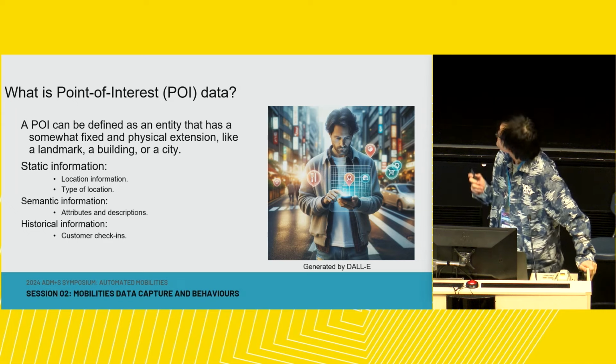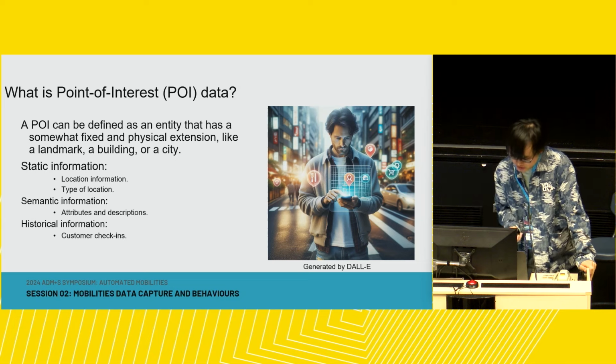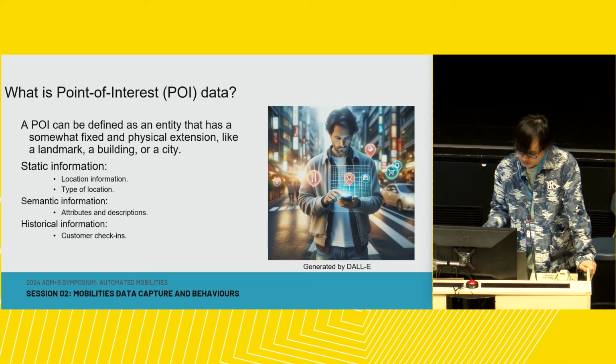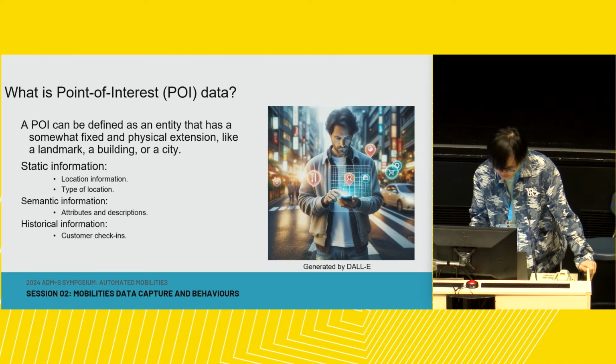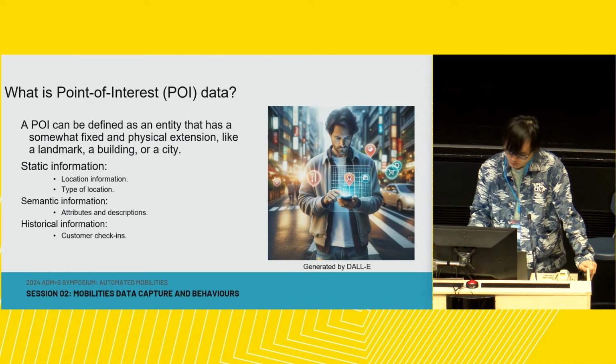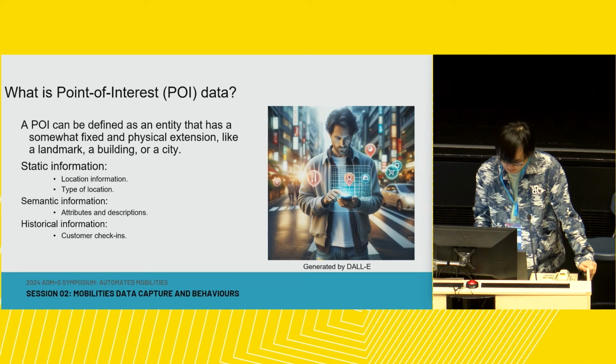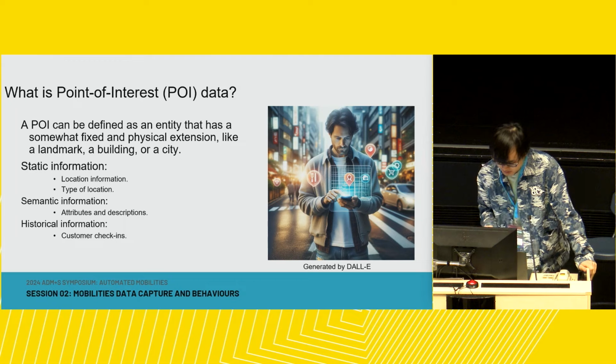POI data essentially includes check-in records, and it contains location information, user check-in times, and sometimes user reviews. This data may be straightforward to humans, but can large language models understand the semantics of this data?